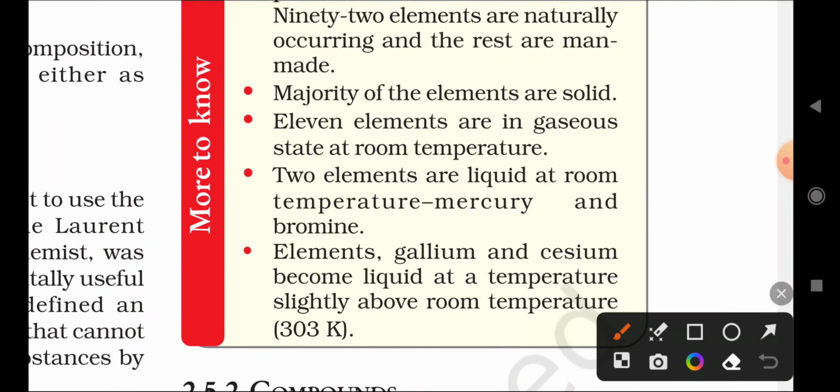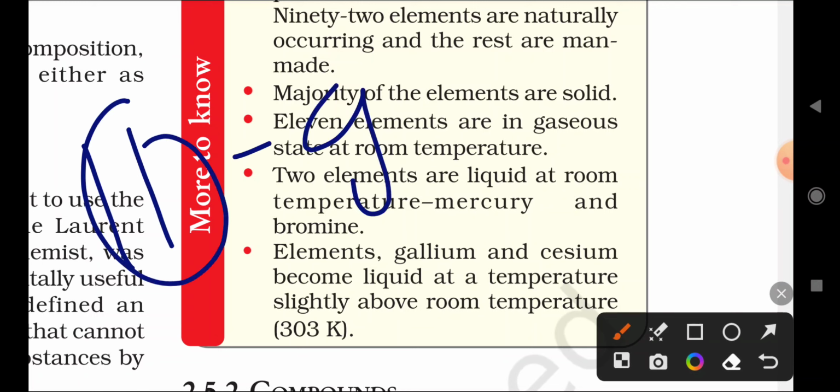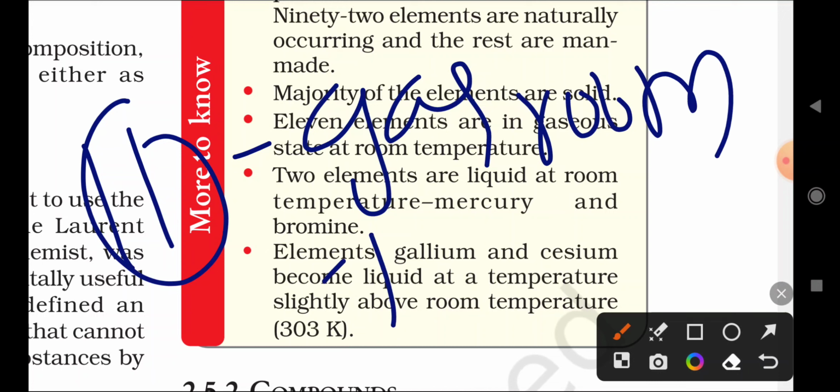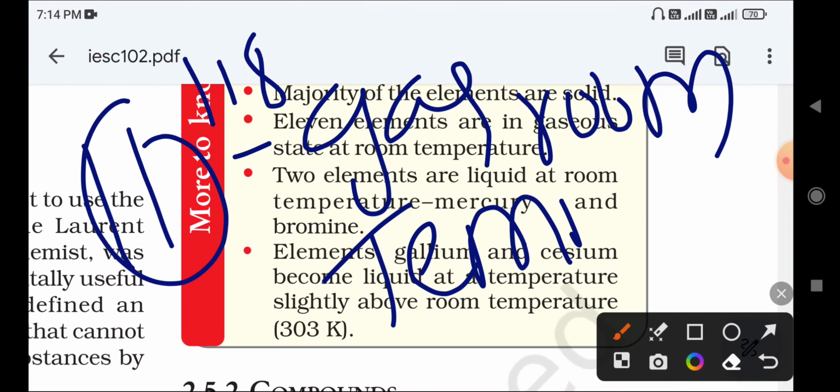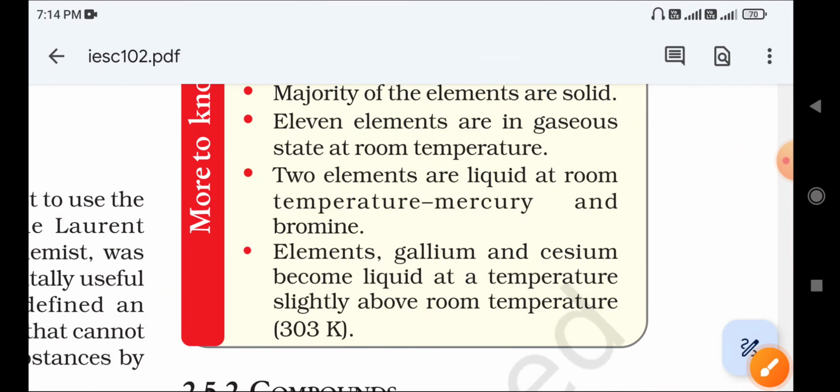Again, 11 elements are in the gaseous state at room temperature. Remember that. So total how many elements are there? Total 118 elements.